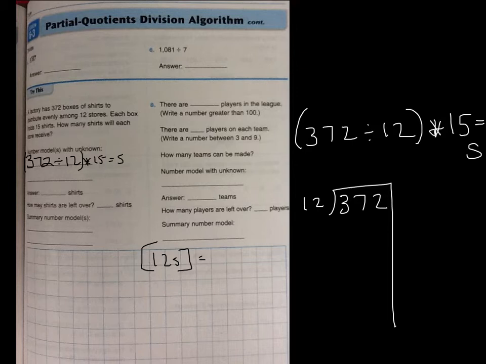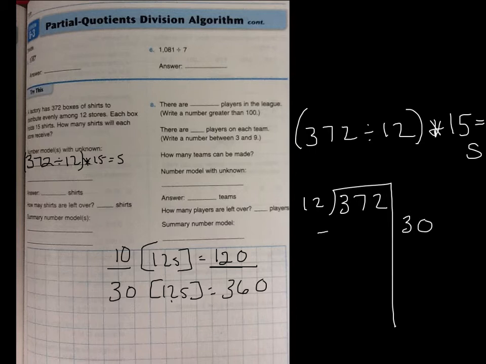We always start with just 10, because it's easy to multiply. 10 times 12 is 120. It looks like we can about triple that, because I know 100 times 3 is 300. So instead of doing 10 groups, let's do 30 groups of 12s. 30 times 12, well, 3 times 12 is 36, and add a 0. So let's write that down. We're taking away 30 groups of 12, which means we're subtracting 360.